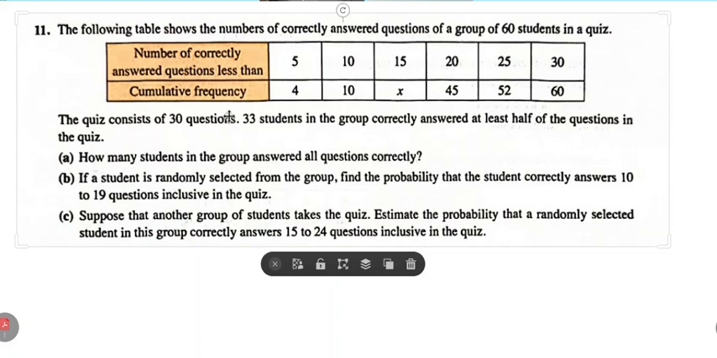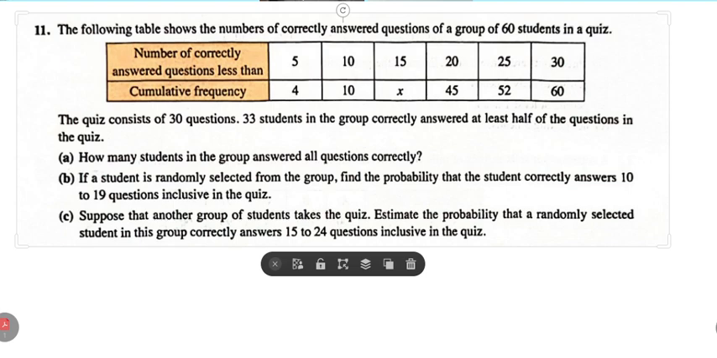Okay, so the following table shows the number of correctly answered questions of a group of 60 students in a quiz. So we have our frequency down here, about 60 students in a quiz. Here is the following question. The quiz consists of 30 questions. 33 students in the group correctly answer at least half of the questions in the quiz. Now, the first question is, how many students in the group answer all questions correctly?